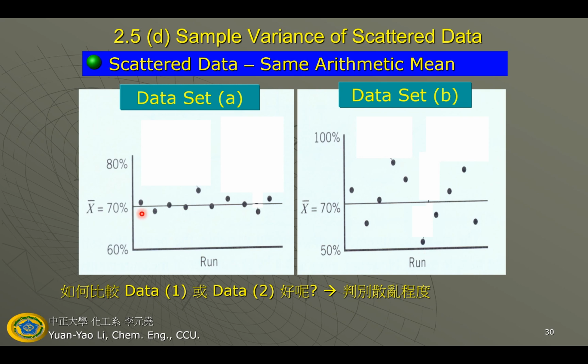However, these two data sets have all the same arithmetic mean, but you understand this set is better than this set. Once we tell you that this set is better than this set, this is called qualitative. But how good? How bad? How good is this data? How bad is this data? We need to know. We call it quantitative.